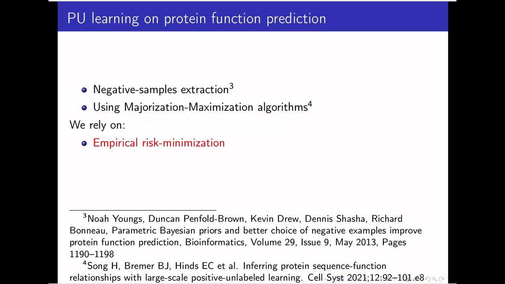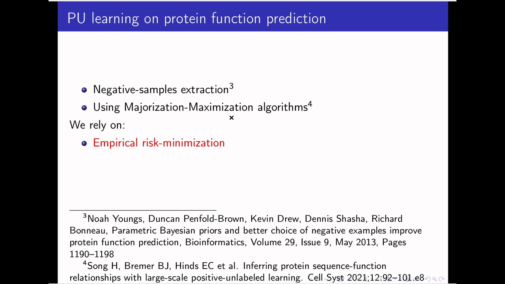And PU learning is not only one technique, but a set of techniques. One of these is, for example, negative sample extraction, which consists of extracting, with some criteria, negative samples from the unlabeled set, such that the positive-unlabeled problem is transformed into a positive-negative, or the usual binary classification, task. However, this type of method usually does not get rid of the initial bias in the unlabeled set, because the technique used to extract the negative samples might also have some incorporated bias. And there are other techniques using other types of algorithms, like majorization-maximization, and so on.